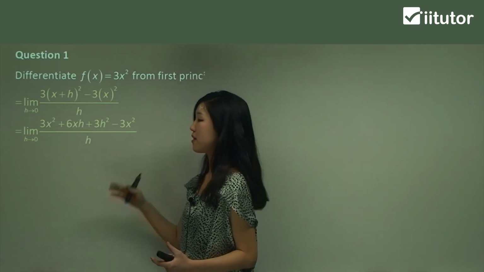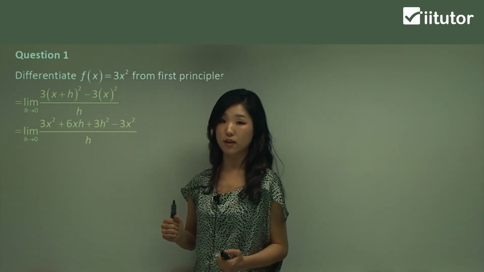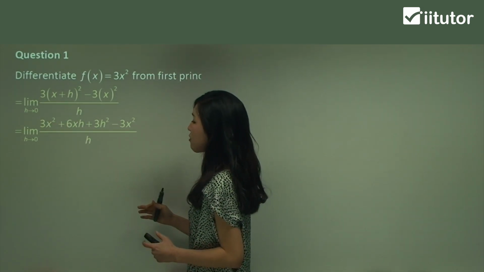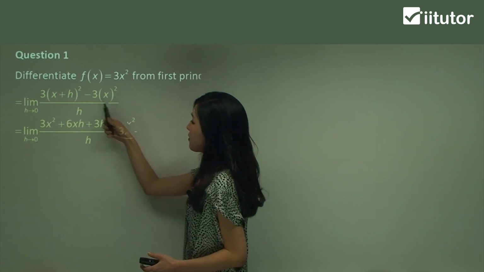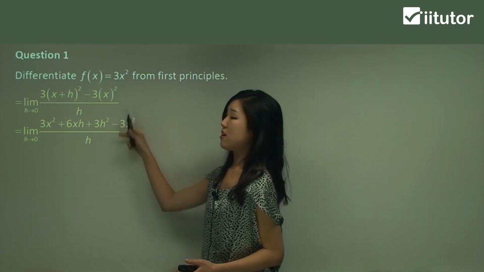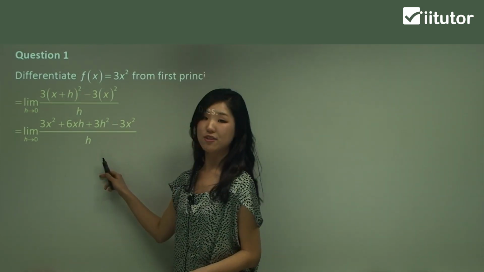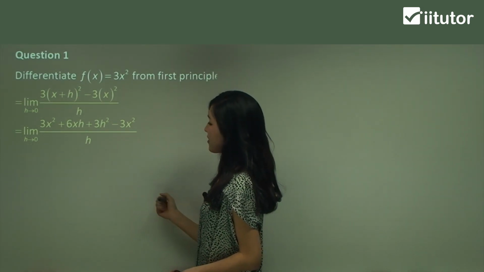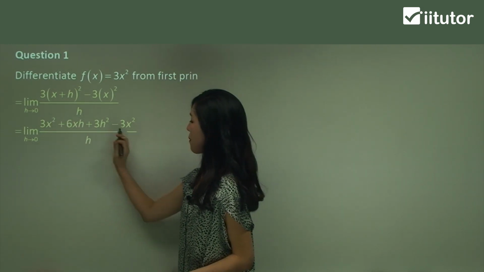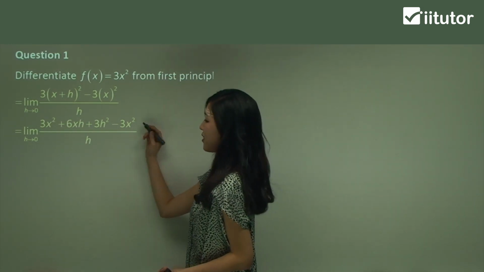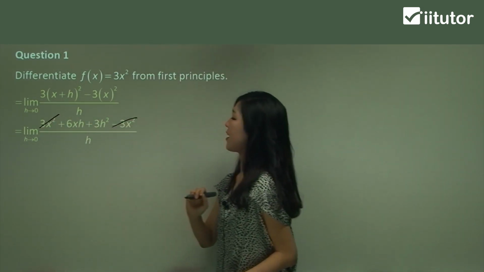Don't try to rush it because you need to be really careful with this one. Don't rush it if you can't do it properly. So now negative 3x squared is just negative 3x squared. So that's how I expanded it over h. Now I can see that I have 3x squared minus 3x squared, which is actually a good thing. I can just cancel them out, can't I?